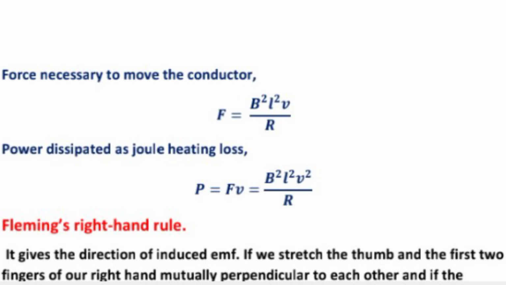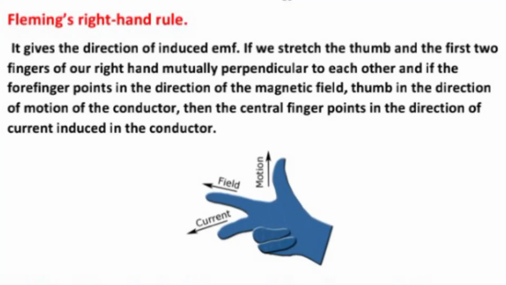Fleming's right hand rule. What is Fleming's right hand rule? It gives the direction of induced EMF. If we stretch the thumb and the first two fingers of our right hand mutually perpendicular to each other, and if the forefinger points in the direction of the magnetic field, thumb in the direction of motion of the conductor, then the central finger points in the direction of current induced in the conductor.